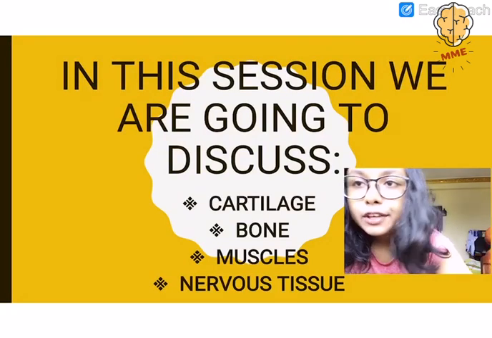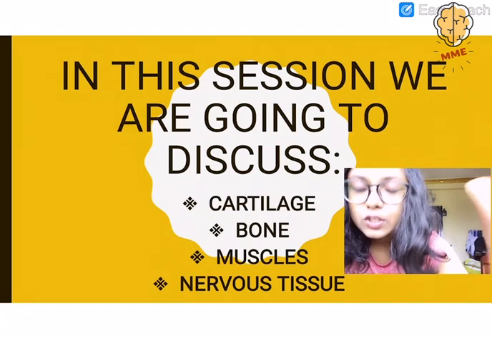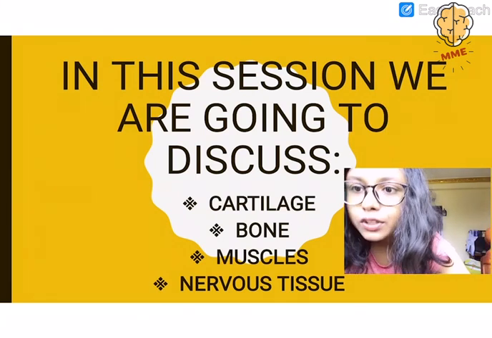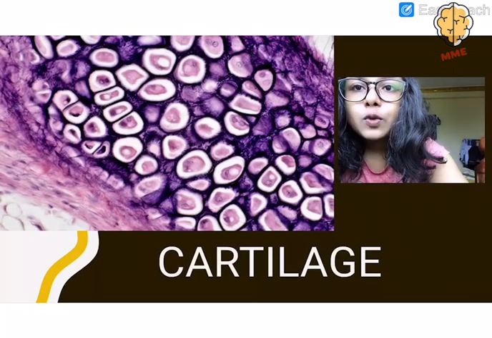So, a very quick review. This PPT will contain the histology of the cartilage, the bone, and the nervous tissue. Now, first of all, let's go on with the cartilage.